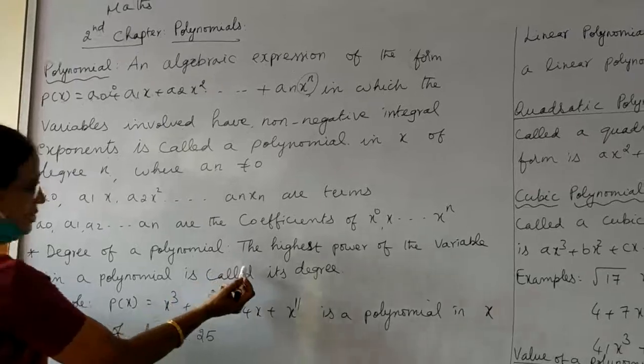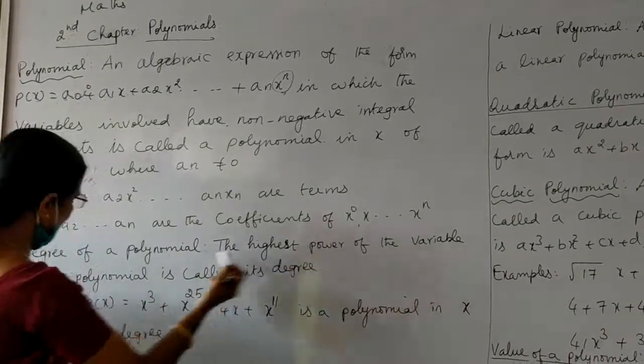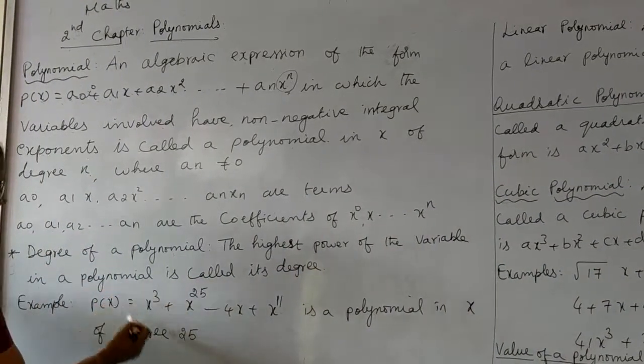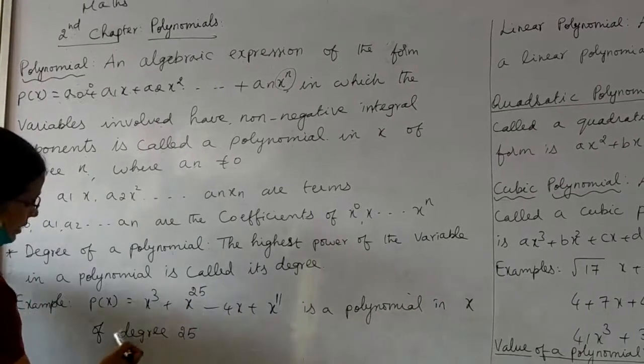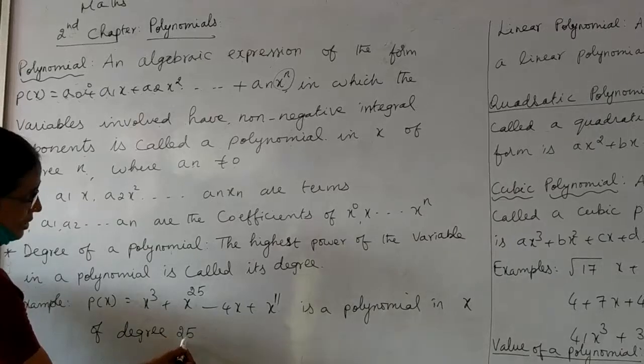So the definition says the highest power of the variable in a polynomial. The variable is x here. Its highest power is 25. Therefore, the degree of the given polynomial is 25.